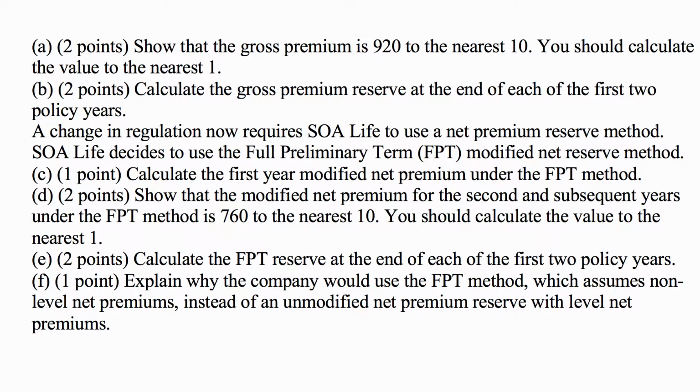Part C: calculate the first year modified net premium under the FPT method. Part D: show that the modified net premium for the second and subsequent years under the FPT method is 760 to the nearest 10. You should calculate the value to the nearest 1. Part E: calculate the FPT reserve at the end of each of the first 2 policy years. Part F: explain why the company would use the FPT method, which assumes non-level net premiums, instead of an unmodified net premium reserve with level net premiums.